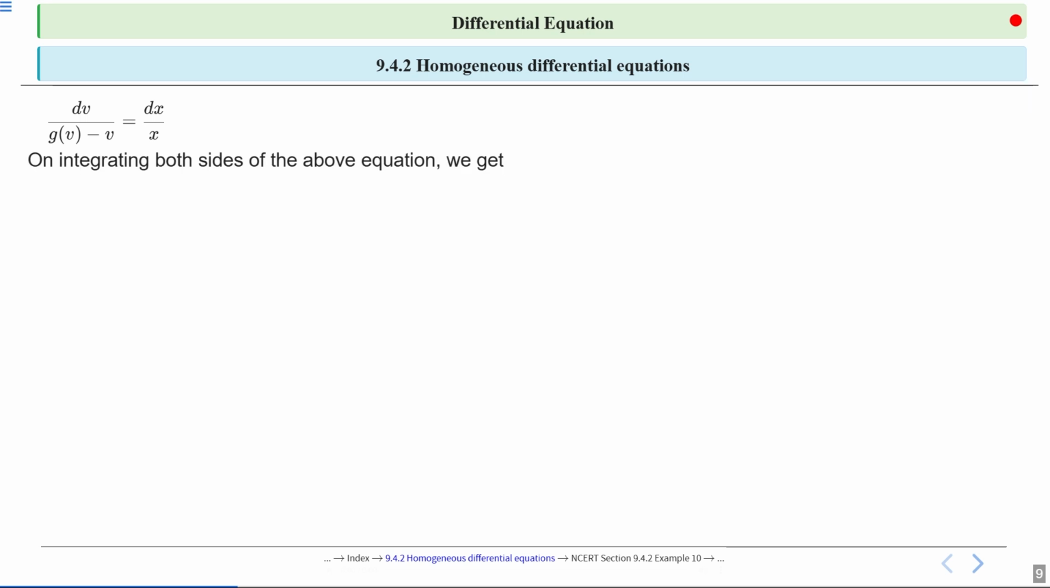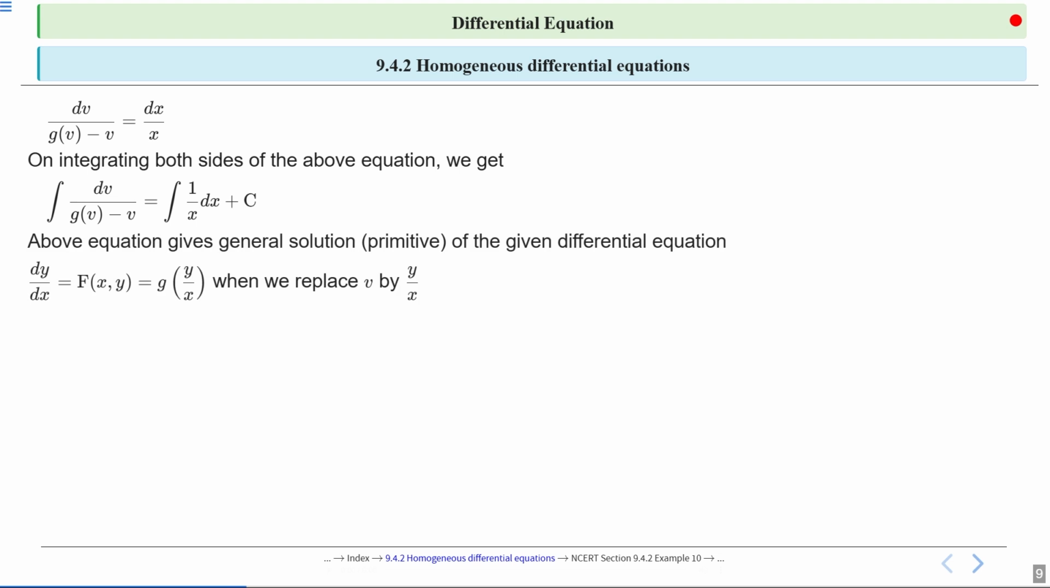Now we integrate both sides of our equation. We get the integration of dv by (g(v) minus v) is equal to the integration of 1 by x dx plus c. So when we integrate, we get the general solution of the differential equation. This gives the general solution of the given differential equation dy by dx is equal to f(x, y) is equal to g(y by x) when we replace v by y by x.